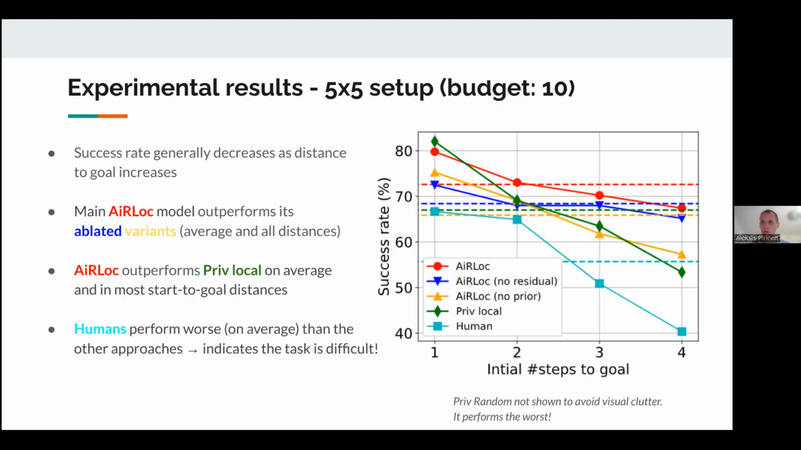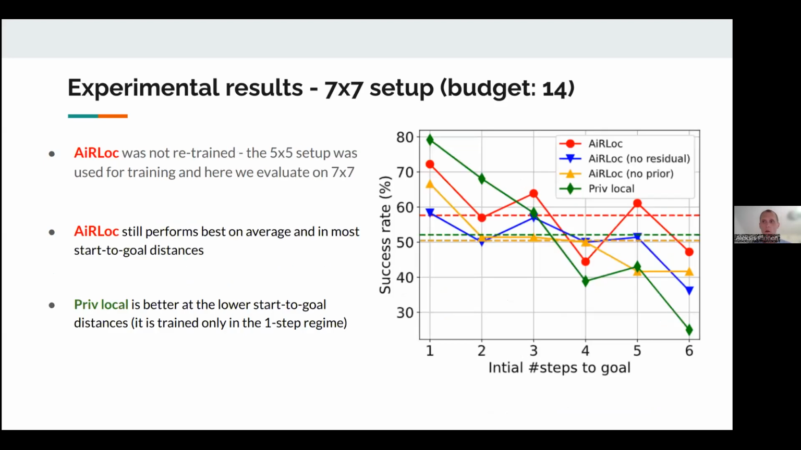Humans turn out to perform quite poorly on the task, especially compared to the aforementioned methods. And this indicates that this task, even as the 5x5 scenario, is difficult, and it motivates further research into this direction. Similar results carry on to the 7x7 setup, where we took the airlock model that was trained in 5x5 to see how it generalizes to 7x7. And airlock is still the best approach among the alternatives, even though priv local does outperform it at the smaller distances to the goal.